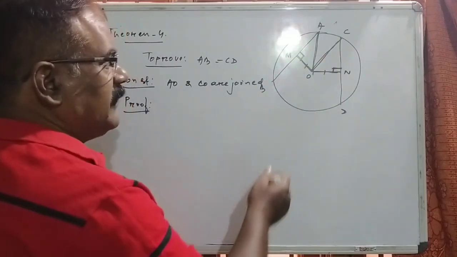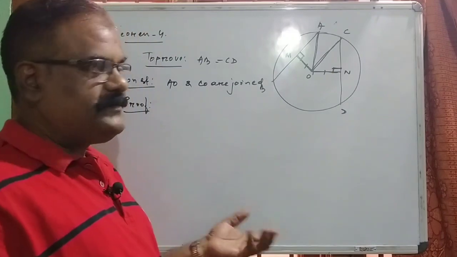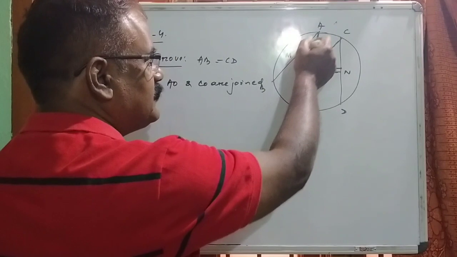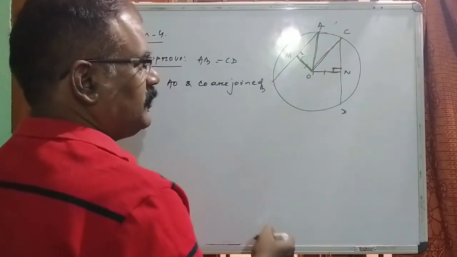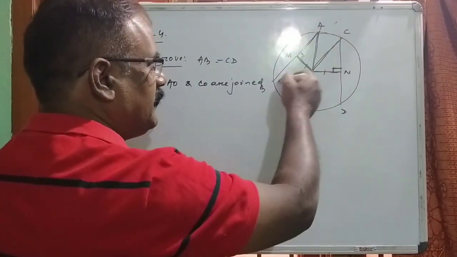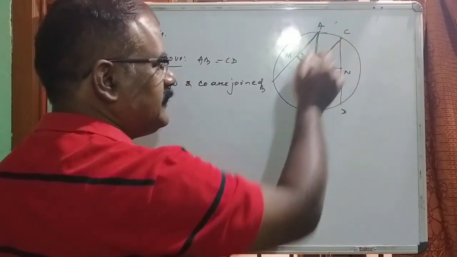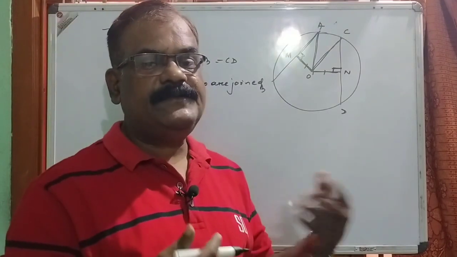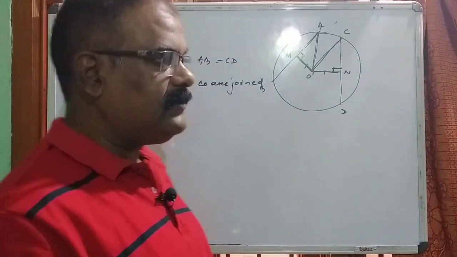So after comparing this one, we will be getting AM is equal to CN. But we can say that AM is the midpoint of this one because the perpendicular drawn from the center bisects the chord. So therefore now we can say that AM is equal to half of AB and CN similarly half of CD. So if AM is equal to CN, that means twice AM and twice CN both are equal, or we can say that chord AB and chord CD both are equal.